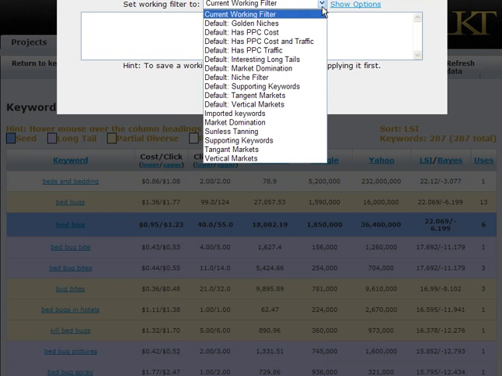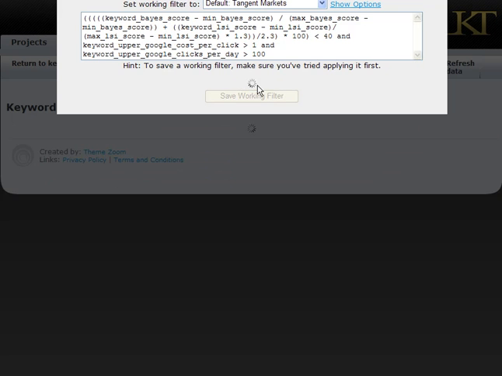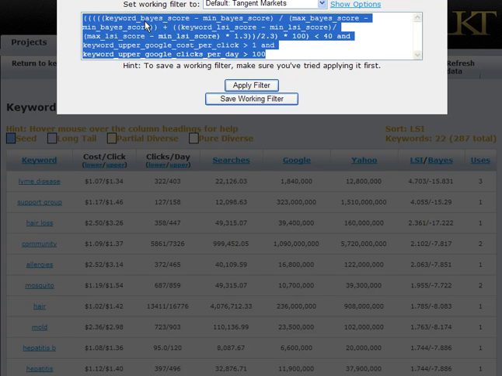The filter we're going to look at today is called tangent markets. Sometimes it works if the market is big enough that you're working for, or the keyword that you're looking at. Apply the filter, and we'll get into what all this stuff is. It's actually built on the Bayes score and your natural language processing limitations, combined with the number of clicks. We'll save this as a working filter.